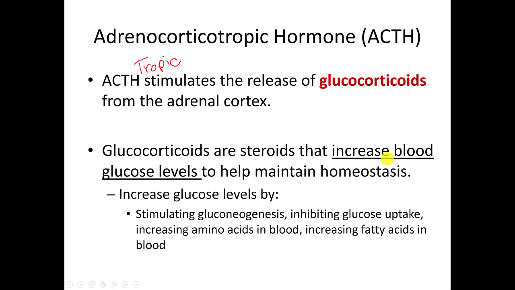How they can increase blood sugar levels is they can stimulate something called gluconeogenesis. So if we break that word down, gluco means glucose, neo, think neonatal, neo means new, and genesis is the beginning of. So literally, the beginning of new glucose or glucose formation. Another way that glucocorticoids can increase blood sugar levels is by preventing the uptake of sugar, or they can increase some of the other nutrients that can be used in cell respiration.